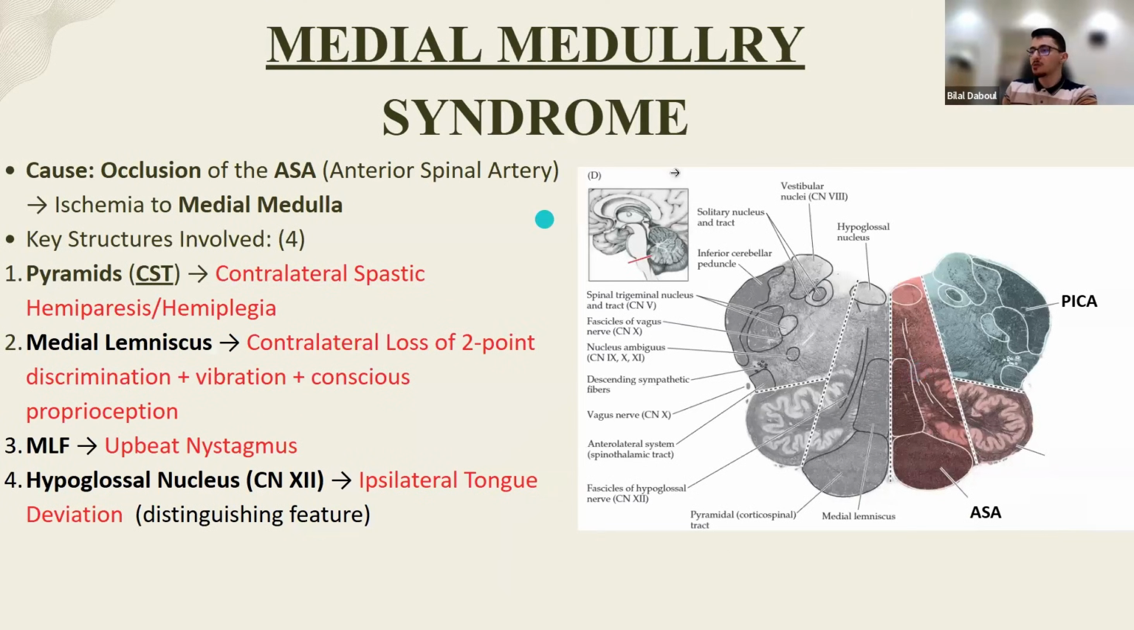Okay, so we start with the first very important syndrome. Medullary syndromes are the most important, in my opinion. You have medial medullary syndrome. It occurs secondary to occlusion of the anterior spinal artery. So if you have occlusion of the anterior spinal artery, this would lead to ischemia of the medial medulla.